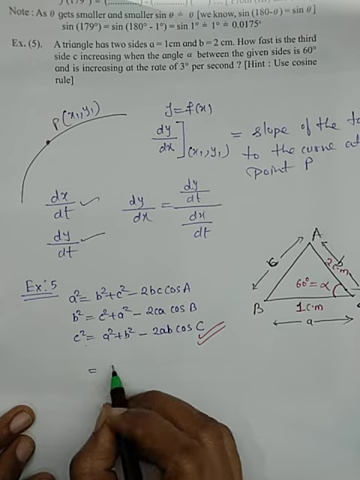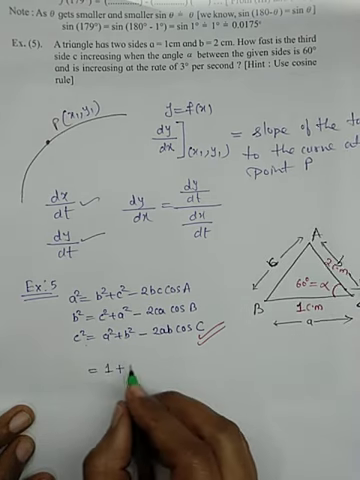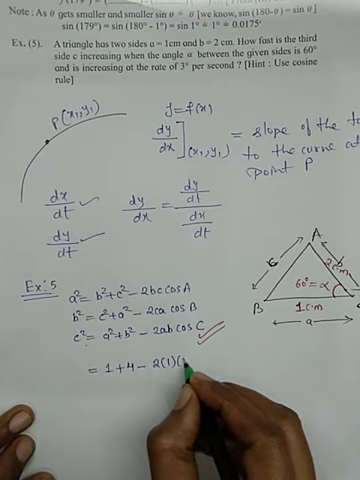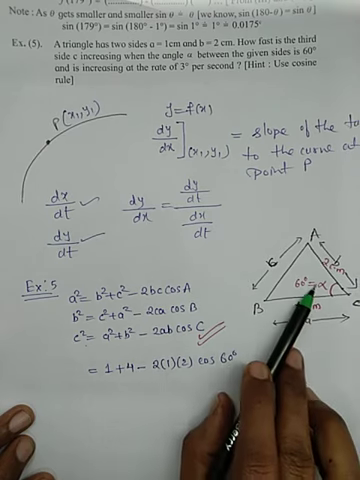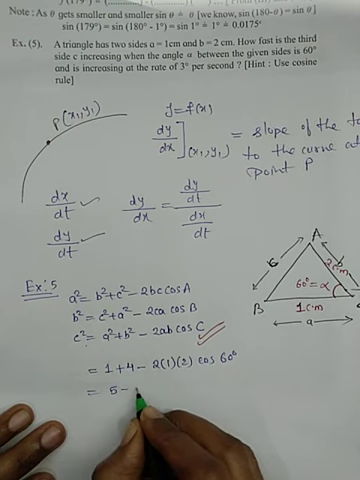What is A? A is given 1. Square of 1 is 1. And B is given 2. Square of 2 is 4. Then 2 into A into B, cos of C. That is 60 degree. Alpha they are saying, and the value of alpha is 60 degree over here. Okay. That is 5 minus 4.